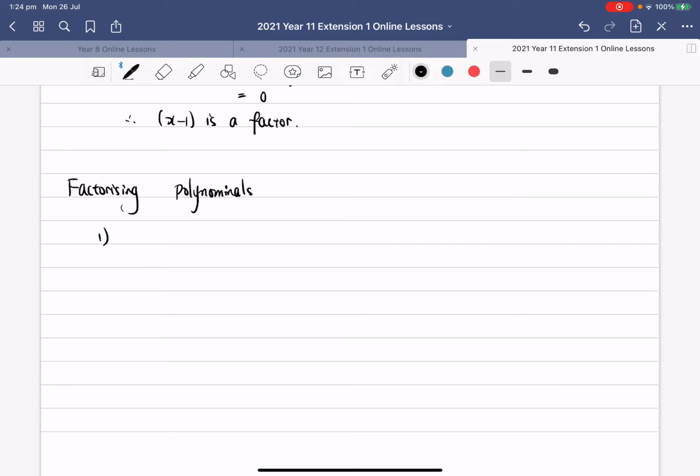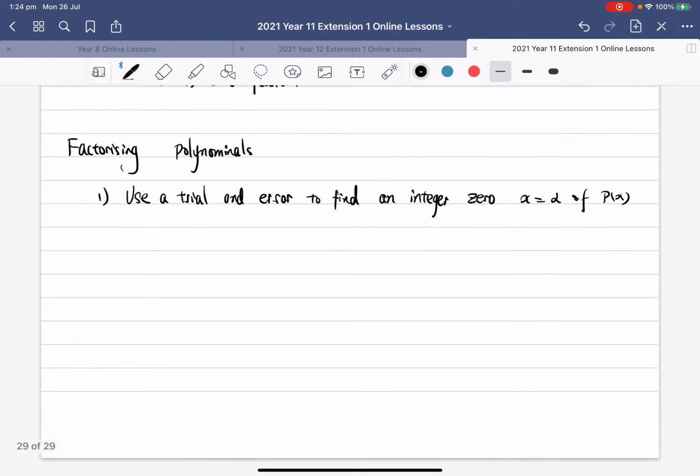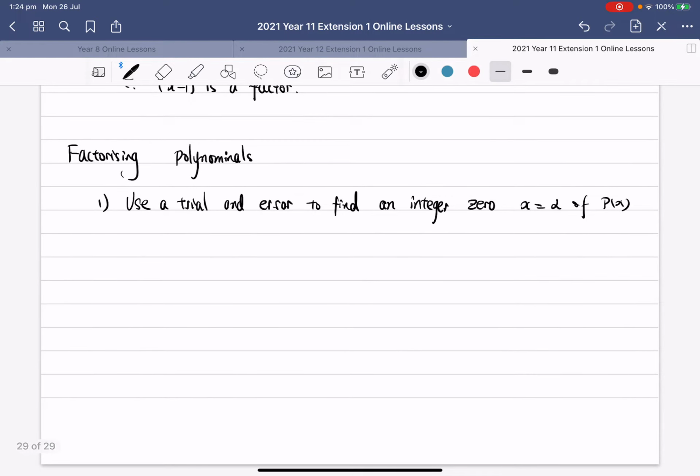So the first step here is using a trial and error method, and I'm going to show you using one example what it means to find an integer zero. Now the question is, how do we try? What number do we need to try? There's one very important message that I want to show you here, which is extremely important. I wish you would write it down.